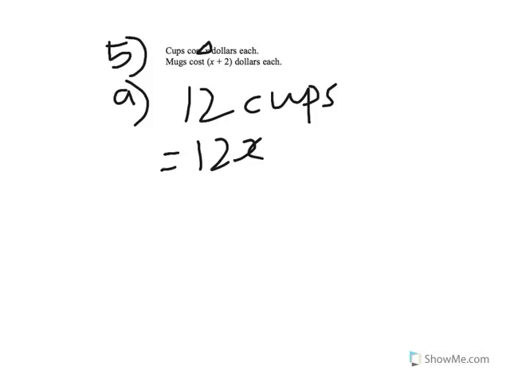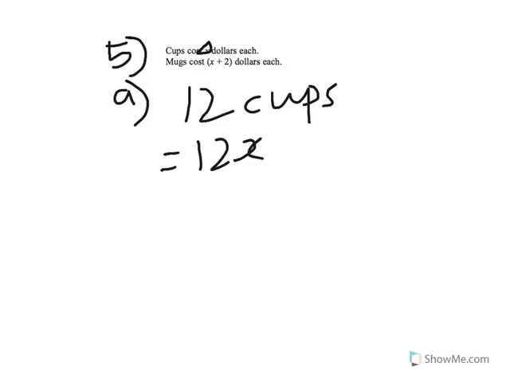Alright, in question 5, they're saying cups cost X dollars, mugs cost X plus $2. So you've got to write an expression in terms of X for the total cost of 12 cups and 6 mugs. So basically, how much do 12 cups cost? It's nothing but 12 times the price of each cup. Each cup costs X, so 12X.